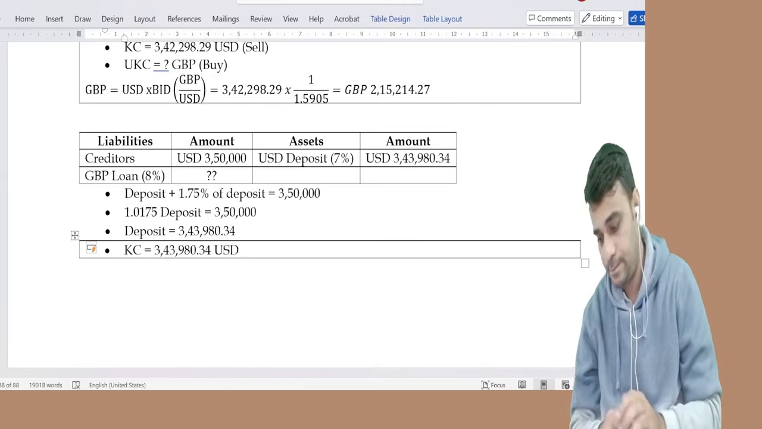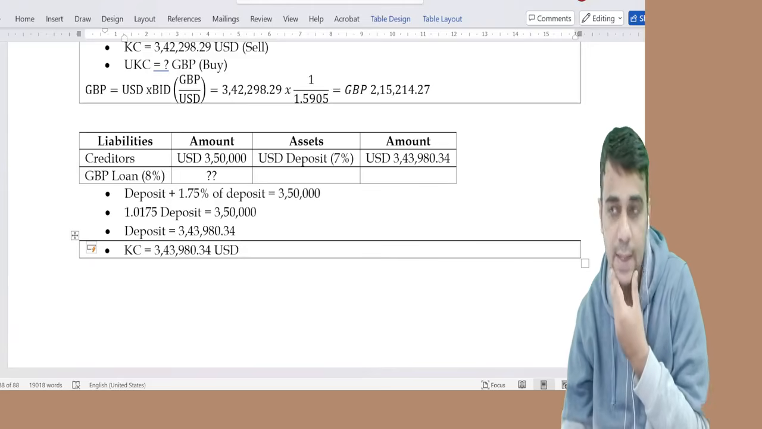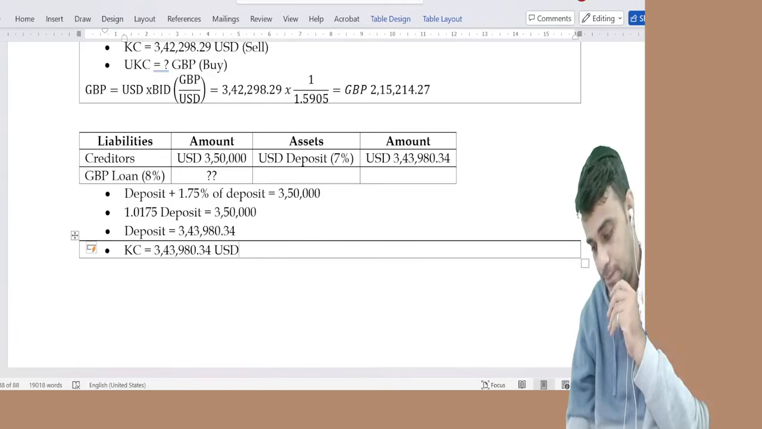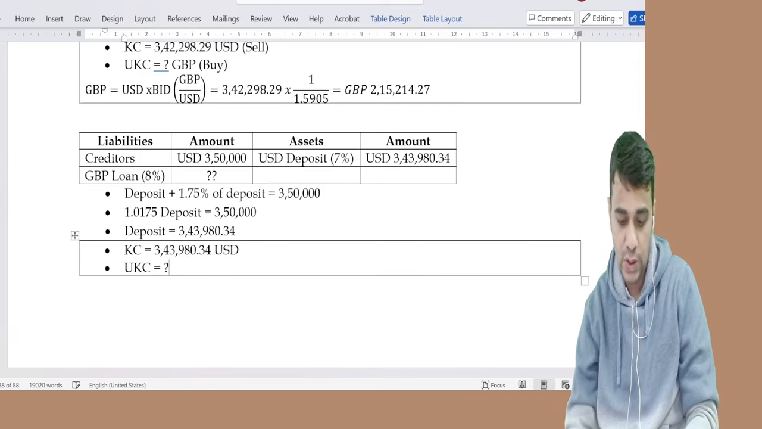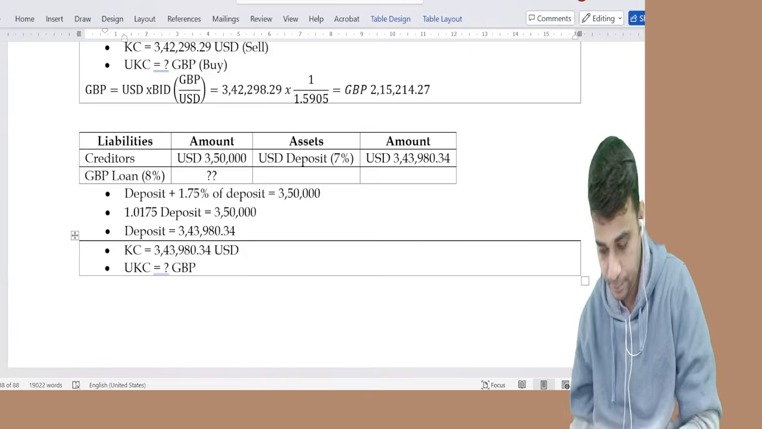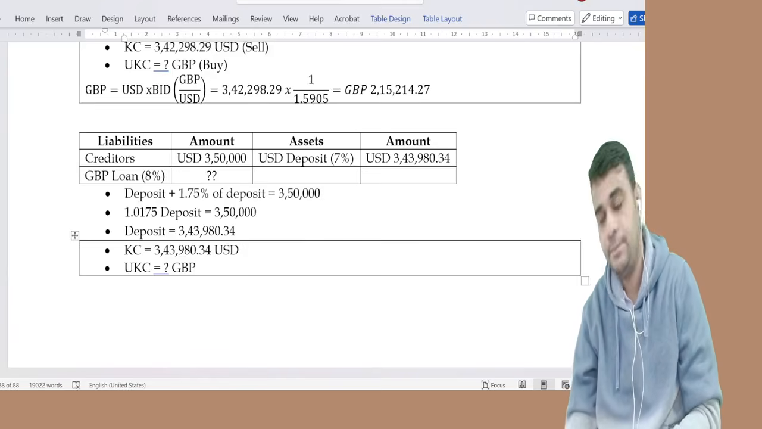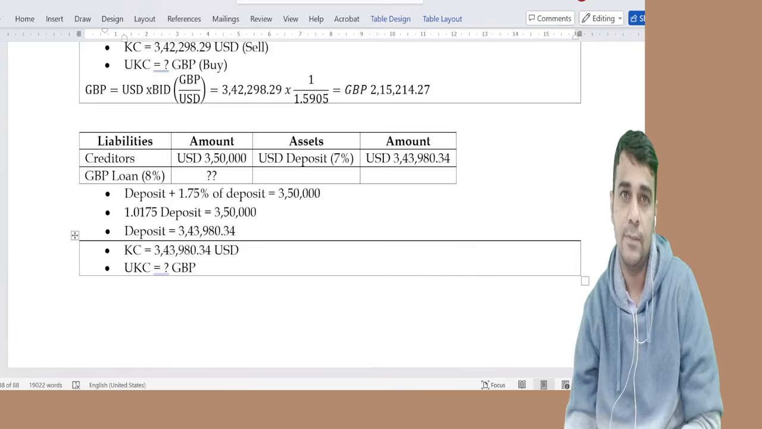343,980.34 US dollar. Unknown currency, question mark, GBP. Are we going to buy dollars or sell dollars?